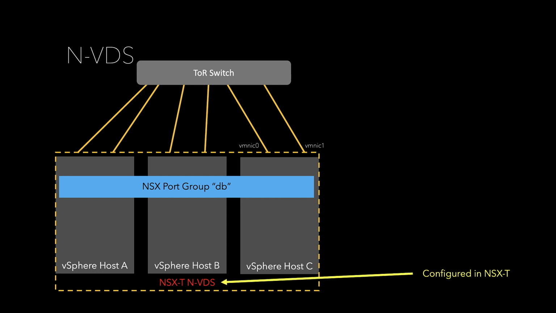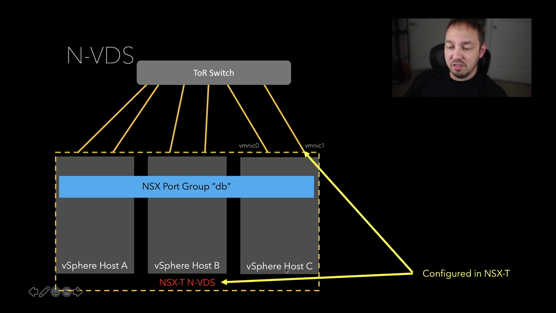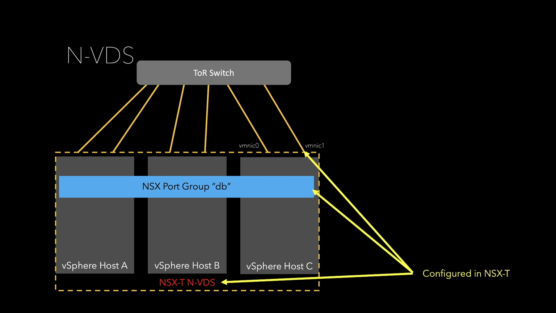First is the NVDS itself. When we decide which uplinks we want to assign to this NVDS, that's configured in NSX-T. When we decide to create an NVDS, that's configured in NSX-T. And finally, when we want to create an NSX port group or a segment, yes, you guessed it, that's also configured in NSX-T. So let's take a look at what this looks like in the lab.